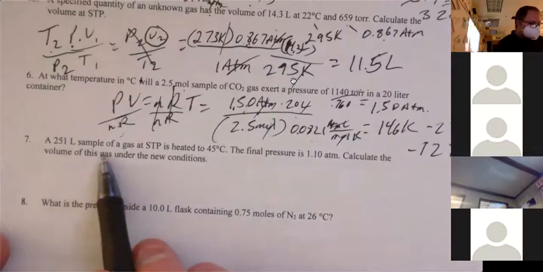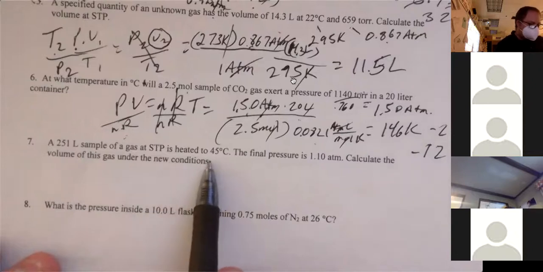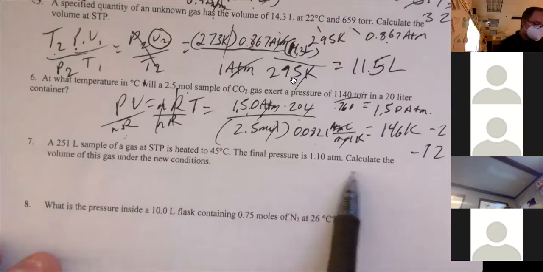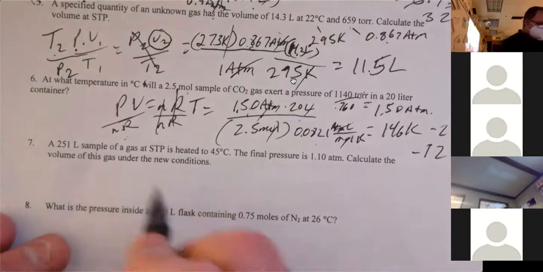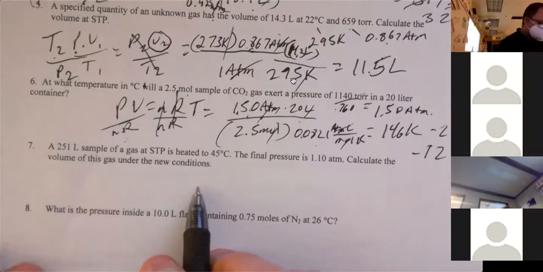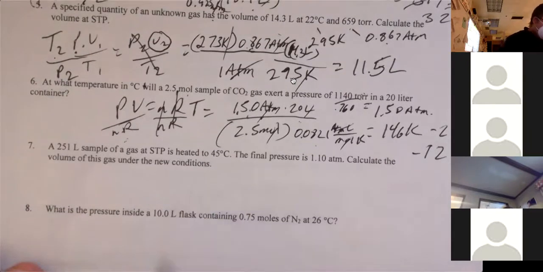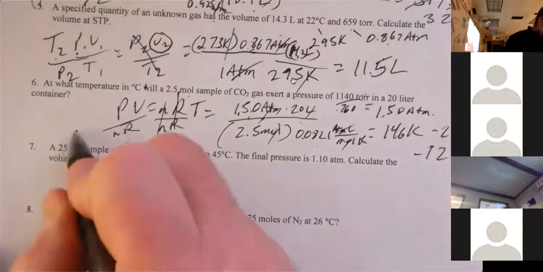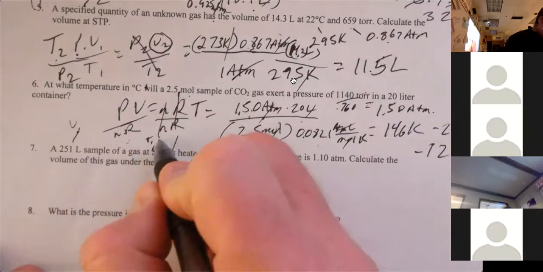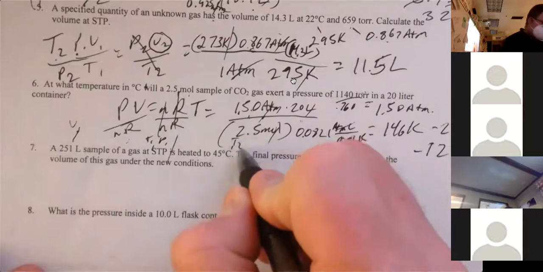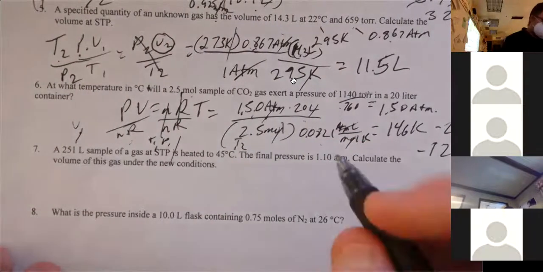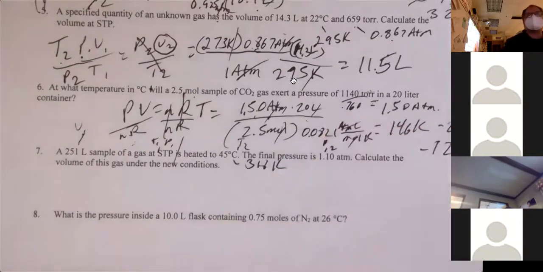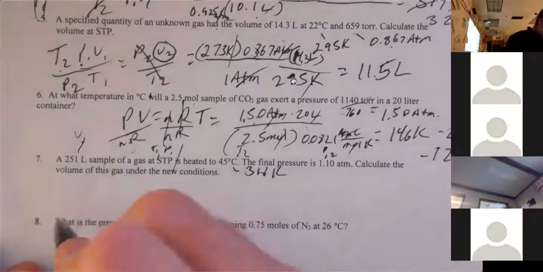A 251 liter sample of a gas at STP is heated to 45 degrees Celsius. The final pressure is 1.10 atmospheres. Calculate the volume of this under the new conditions. So all of this is our ones, our initials. That's our V1, there's our T1 and our P1. Here's our T2, 45 plus 273. The answer is 318. So there's our T2 and our P2. We are looking for V2.